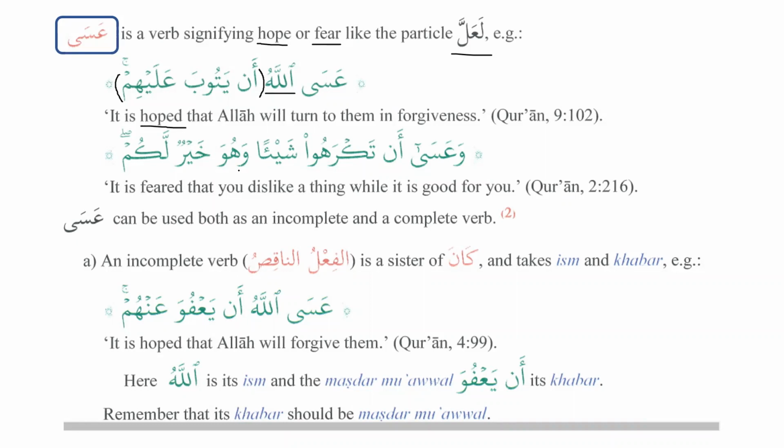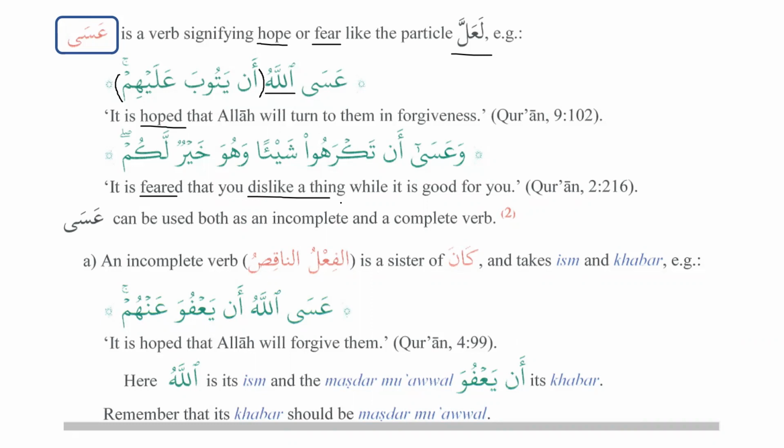Wa asa an takrahu shay'an wa huwa khayrun lakum. It is feared that you dislike a thing while it is good for you. Such a beautiful verse of the Quran. There are so many things in our lives that when they happen to us, we really don't like them. But Allah subhanahu wa ta'ala tells us that maybe you dislike it, but it is good for you. For example, if someone loses a job or gets sick or faces any difficulty with family, children, or work, he becomes slightly disappointed because we are human beings and we are weak.